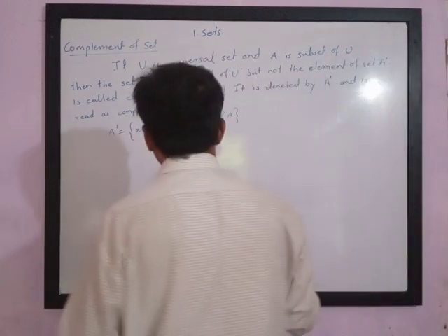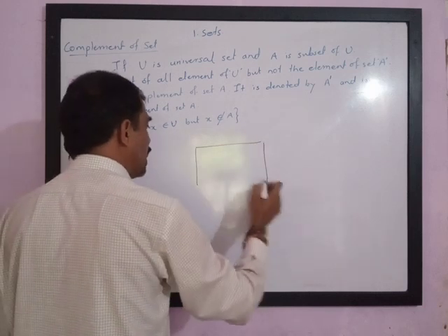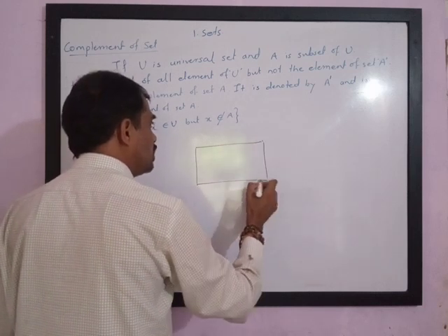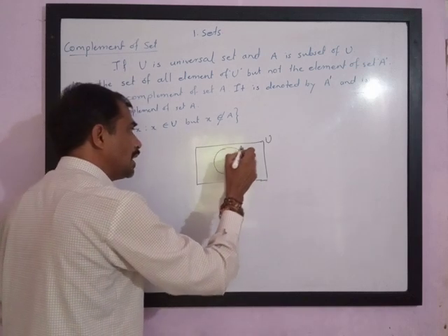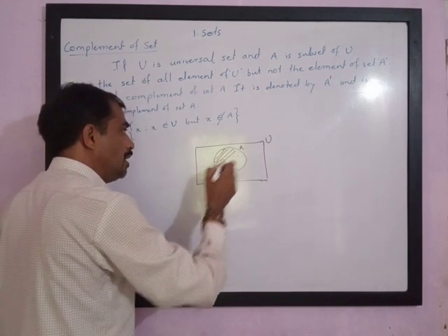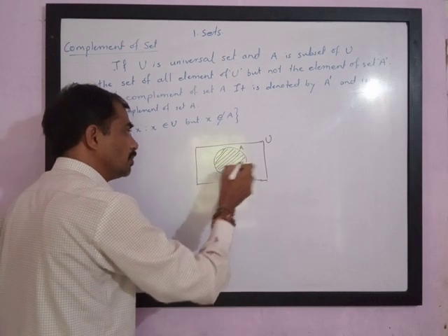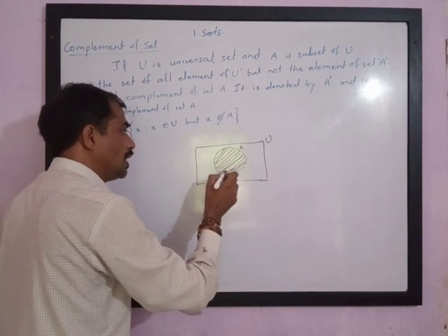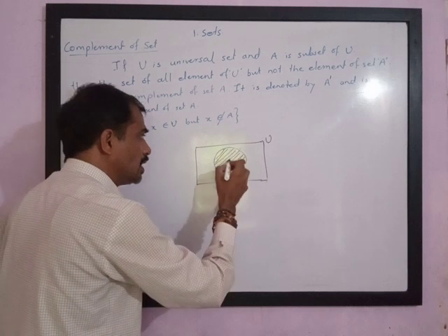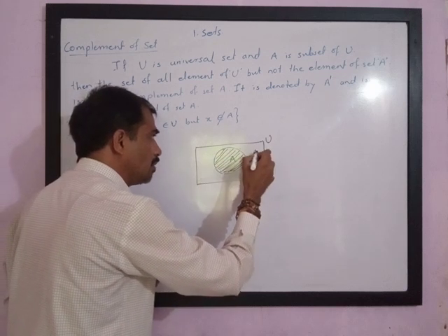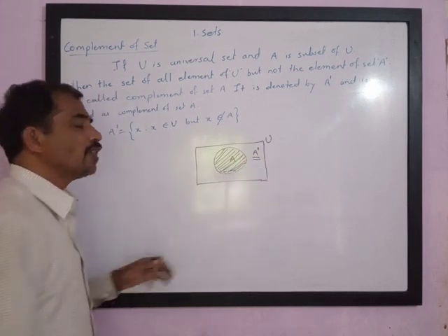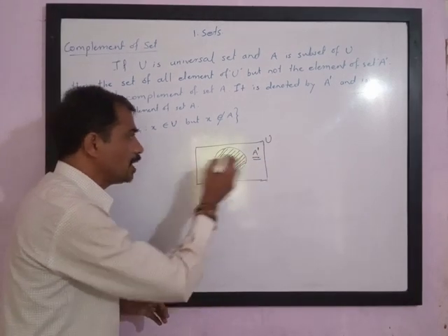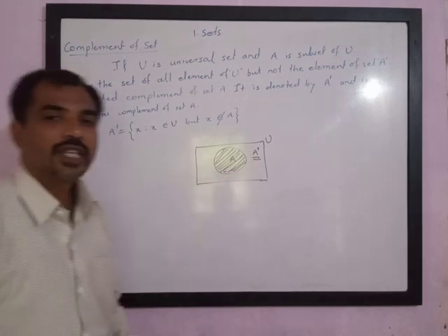Let us try to understand by Venn diagram. So if this is a Venn diagram and this represents a universal set, and this is set A, then the unshaded portion of the universal set is A's complement. So this whole unshaded part is the complement of set A.